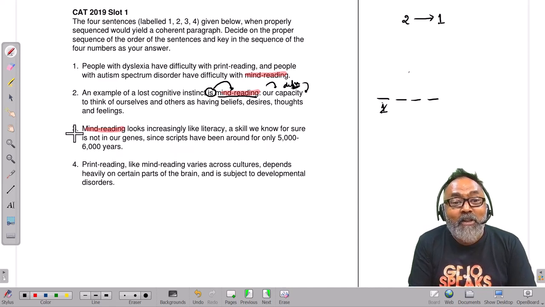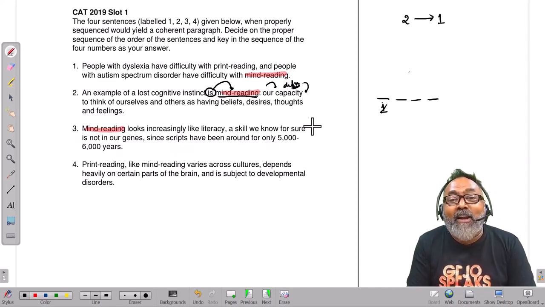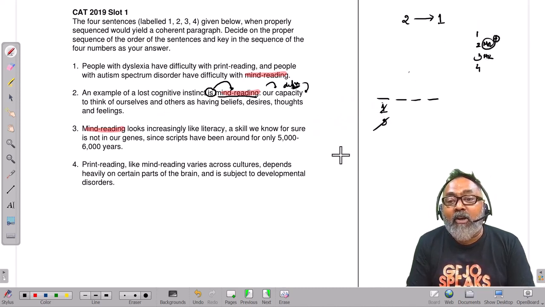This clearly tells me that 3 cannot be the start, because sentence number 2 is where the mind reading got introduced. Sentence number 3 is dedicated to mind reading. Sentence number 1 is where the mind reading started. So I know that sentence number 3 cannot be the start.